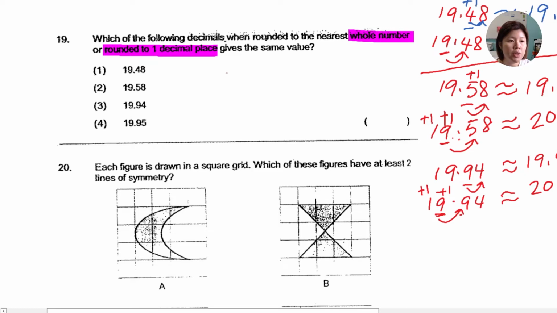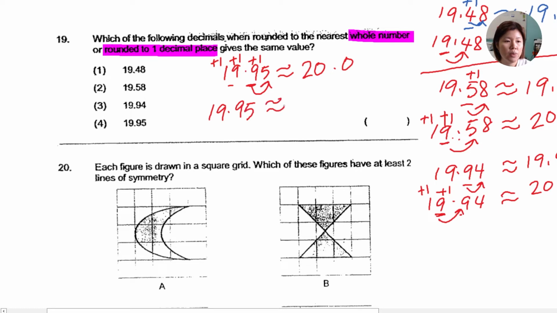And the last option, let's move to here. One decimal place. See neighbor 5, so you plus 1. And then it's 10. 10 you plus 1. Still 10, and then you plus to the whole number, become 20.0. And whole number is 9. Neighbor 9 plus 1, 10, and plus 1, 20. So they want same value, which is number 4, because both is 20, 20.